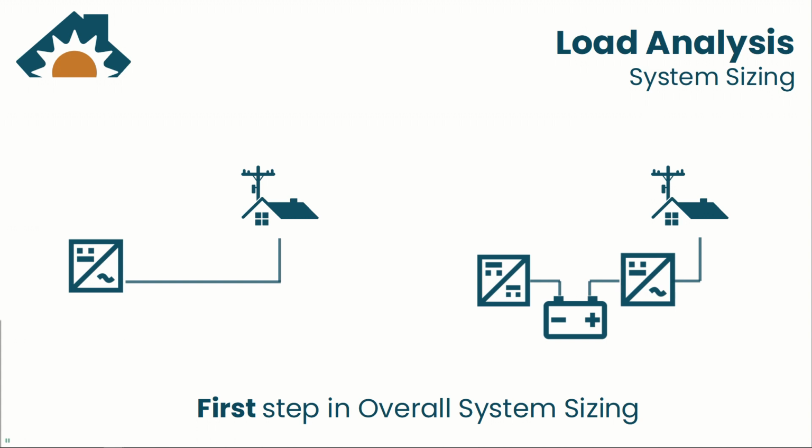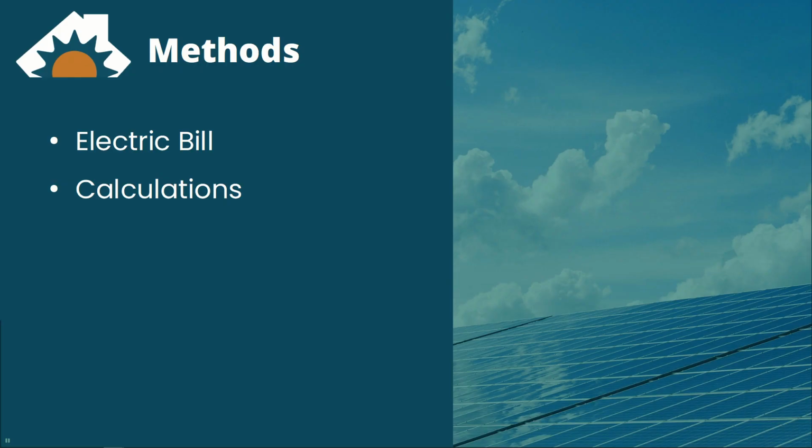Now, if you have too large of a system, you may have spent too much money. Load analysis is the first step in overall system sizing. There are two methods of doing a load analysis. The first one is looking at your electric bill. The second one is calculating it.